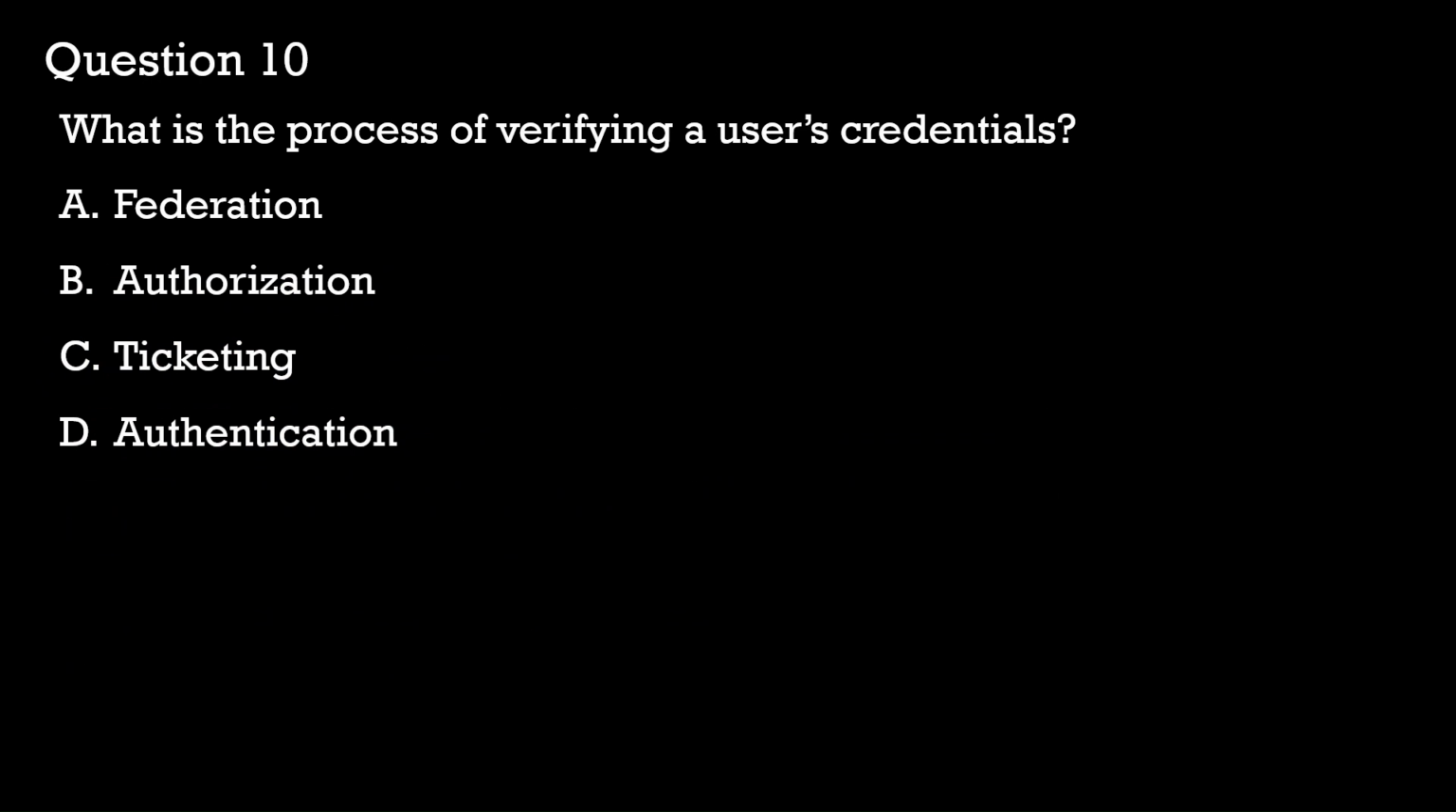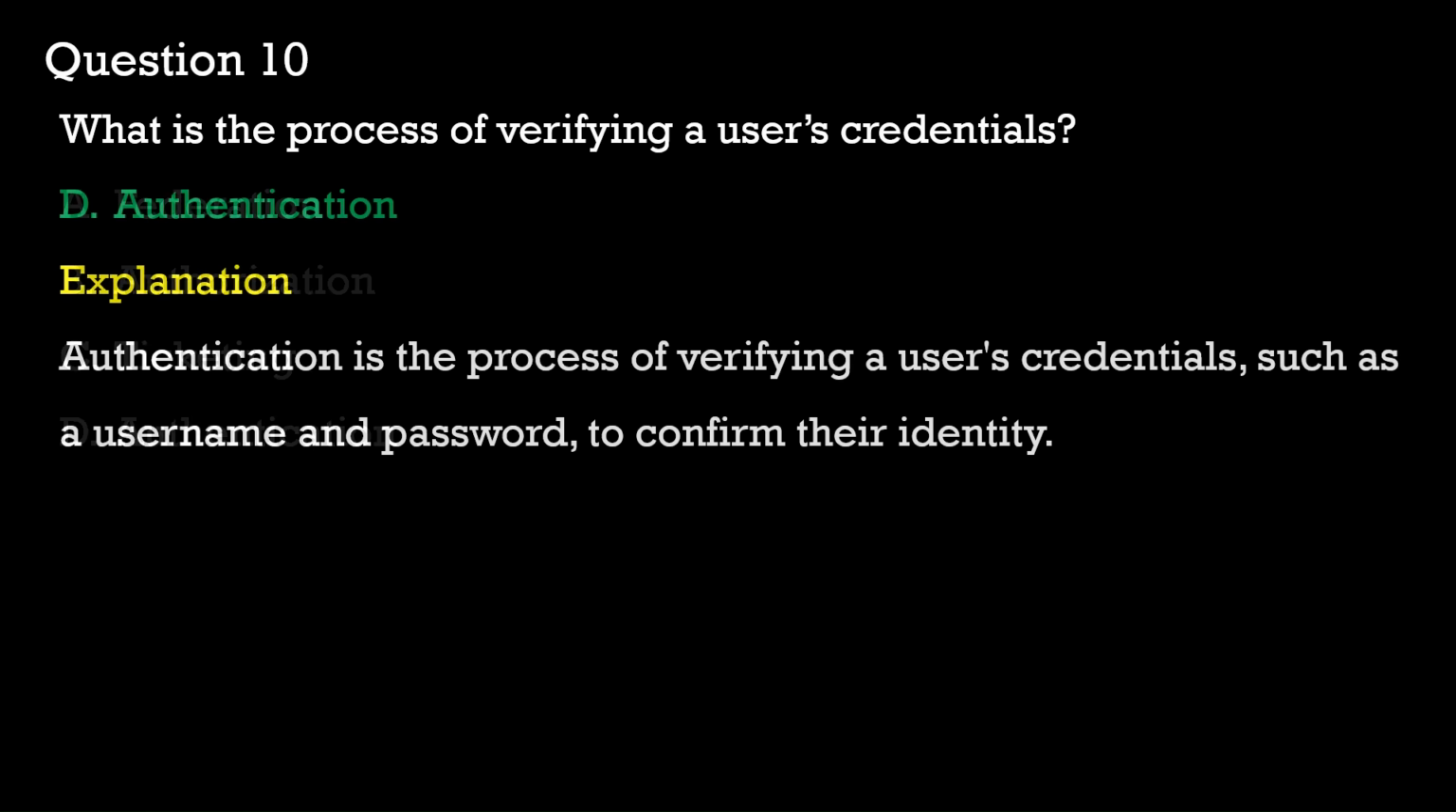Federation is a method of linking identity systems across organizations. Authorization determines what a verified user is allowed to do, that is, their access and permissions. Ticketing is related to access tokens or systems like Kerberos, but it's not the core process of verifying credentials. Authentication is the process of verifying a user's credentials, and this could be either their username or their password in order to confirm their identity. So our answer here is option D, authentication.